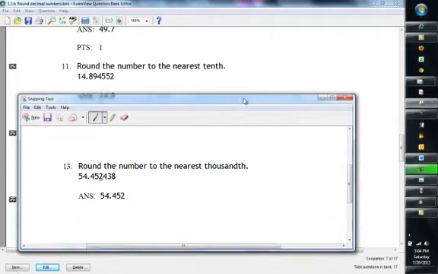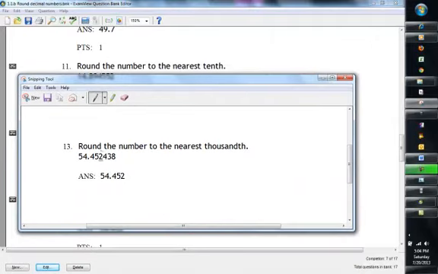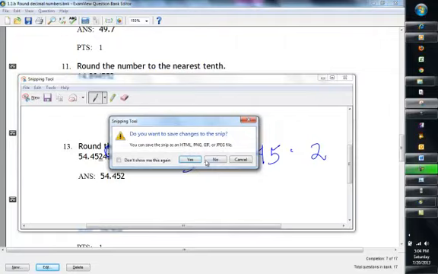Round to the nearest thousandth. Oh, it even told us which one is the thousandths place. So we write that, everything after it would be left alone. The number after the 2 is a 4, write everything in front of it the same. 54.452. Next one.